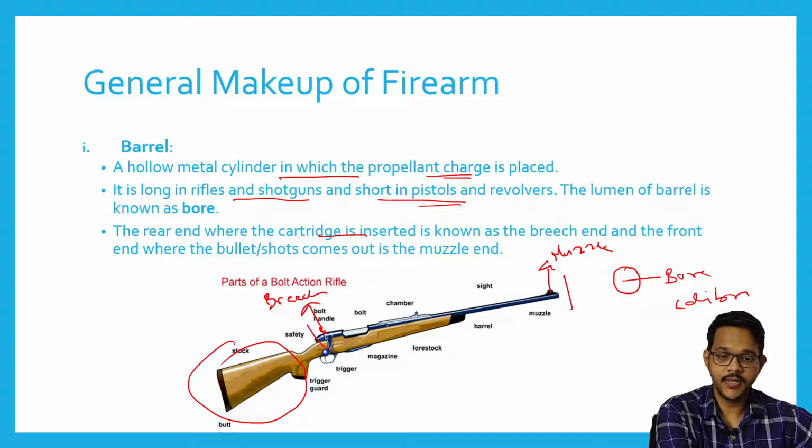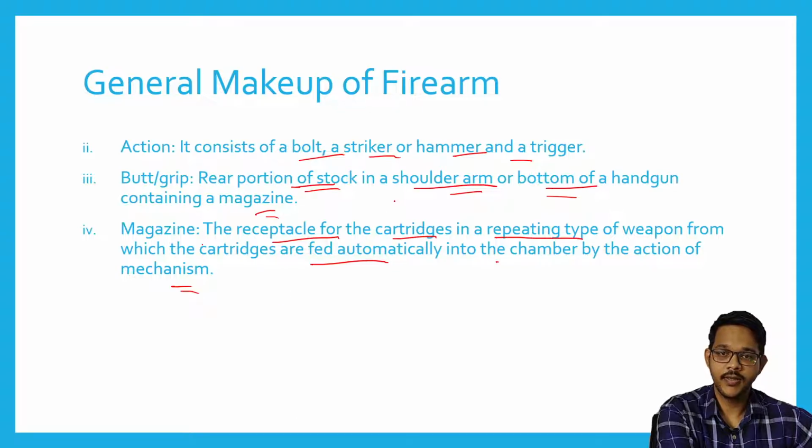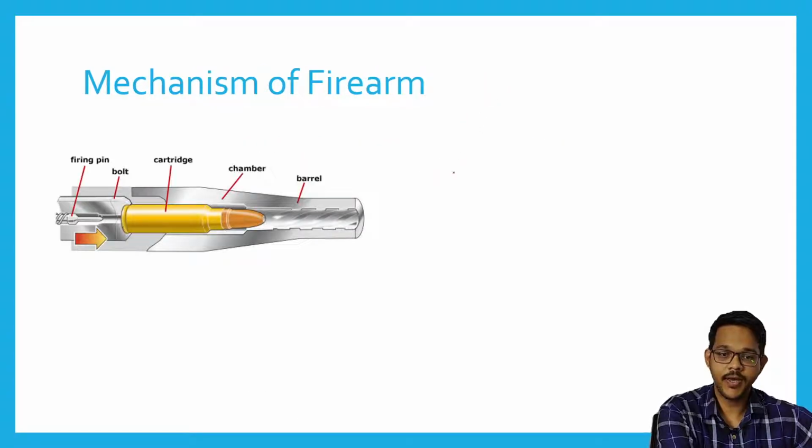Other than that, other things like a sight from which it can be targeted, or a hammer; a revolver consists of a revolver magazine. Then there is a trigger guard, or a rear sight, front sight. All this will depend on the gun. Different parts are present, but these three or four parts are the main ones which will be seen in all types of guns.